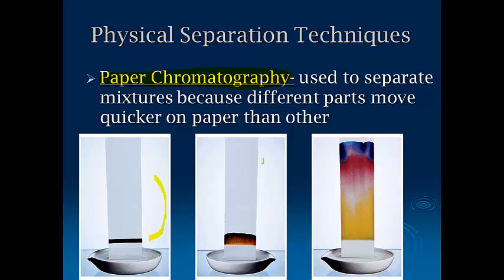Okay, paper chromatography. I think the definition is pretty obvious, but it's used to separate mixtures because different parts move quicker on paper than others. Here you have a black line that was drawn with a marker. And on filter paper, there's some water down here, and if you get it wet, you'll see that the ink starts to run up the paper. And essentially in a time lapse, you start to see that the blue will travel further, the red in the middle, and the yellow. So this is just separating out the black ink.